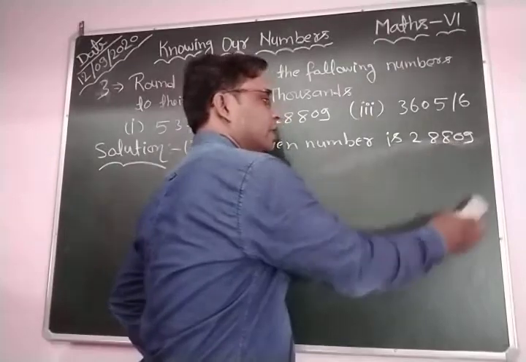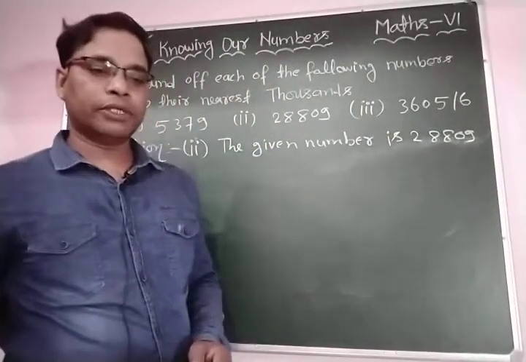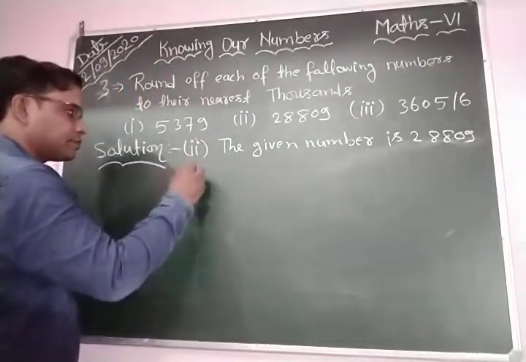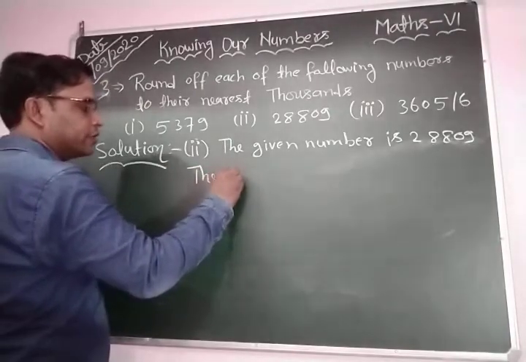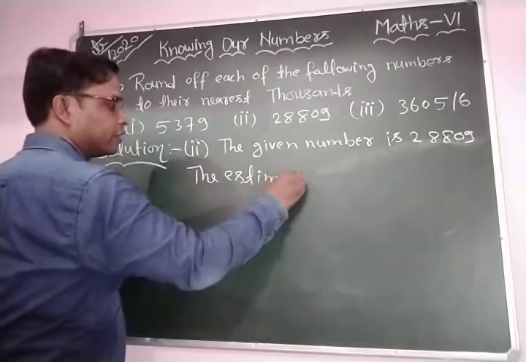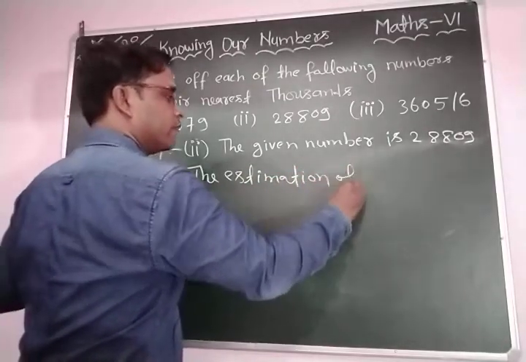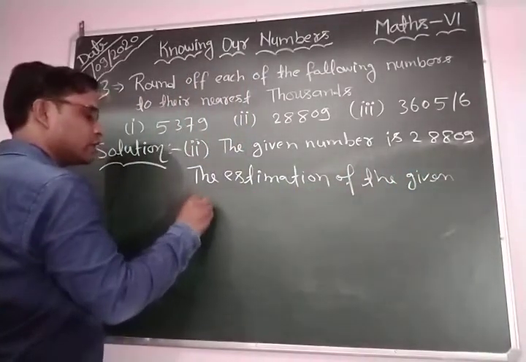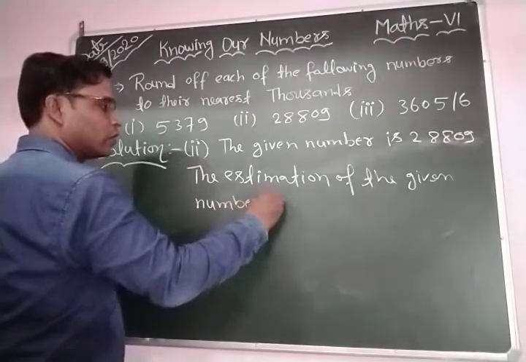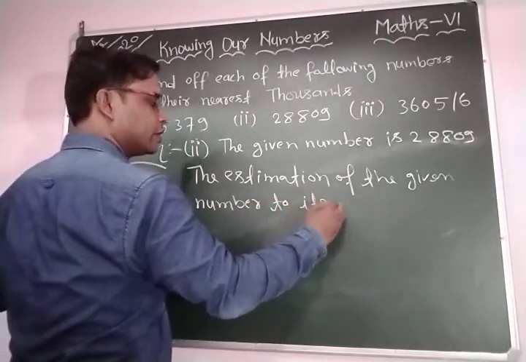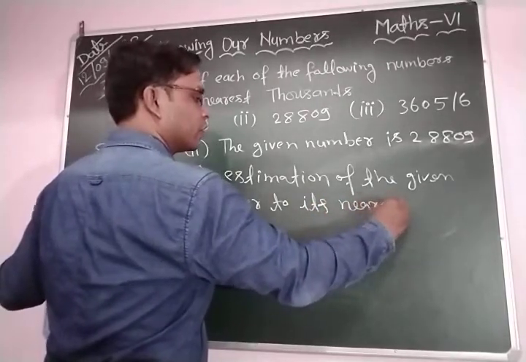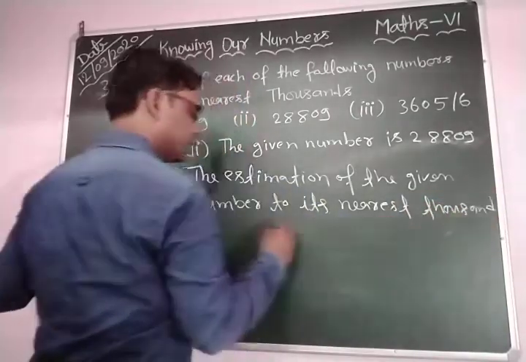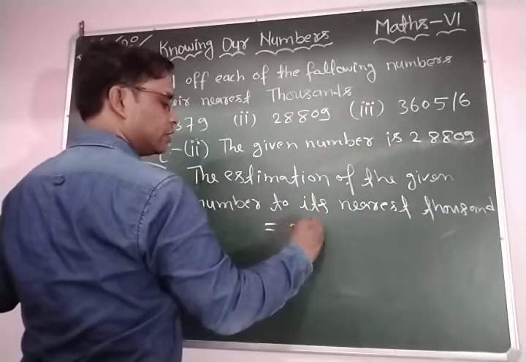So here we can write the estimation of the given number, rounded to its nearest thousand, is equal to 29,000.